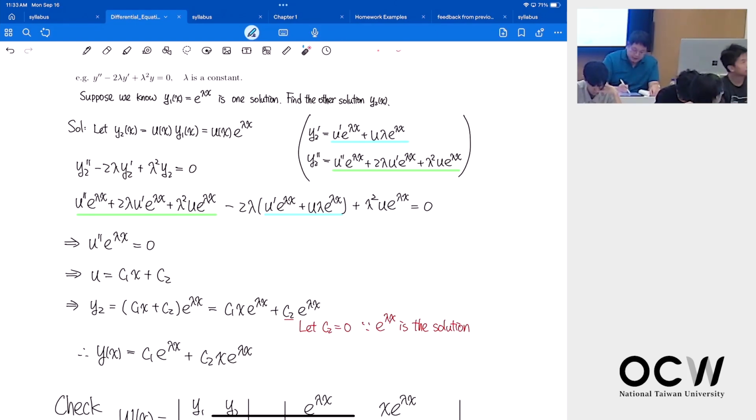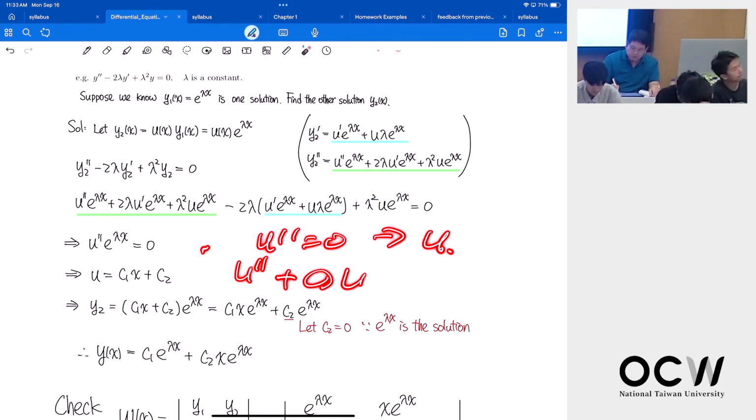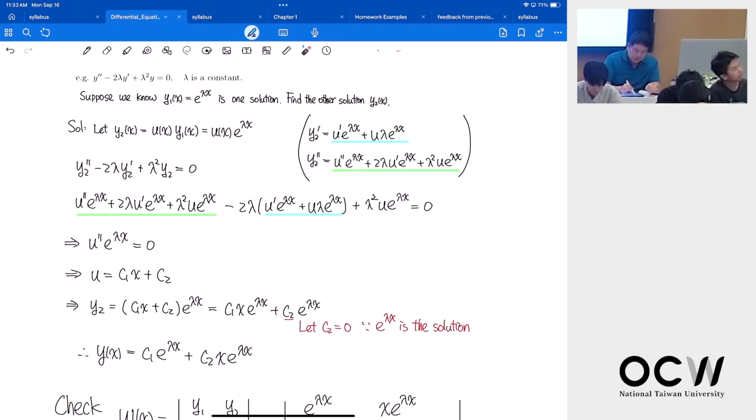Okay, and in this case, we don't even have the changing variables, right? Because u prime equals 0. That's quite easy to get u. If you have u double prime plus something u equals 0, then u prime, then we may change the variables to v and v prime and v. Okay, depends on your questions.